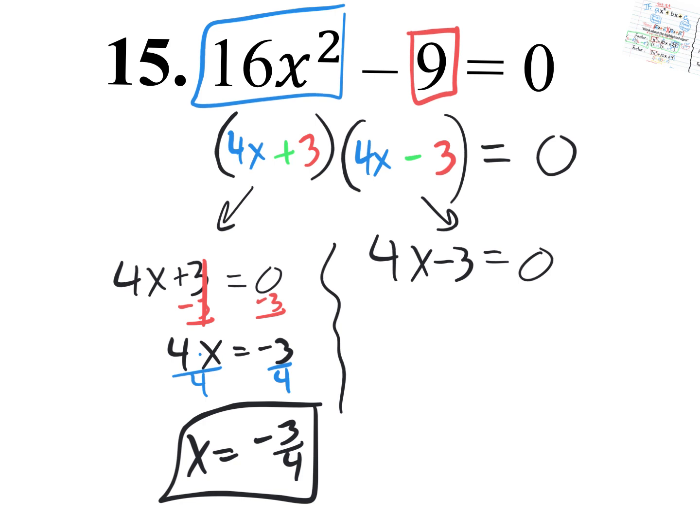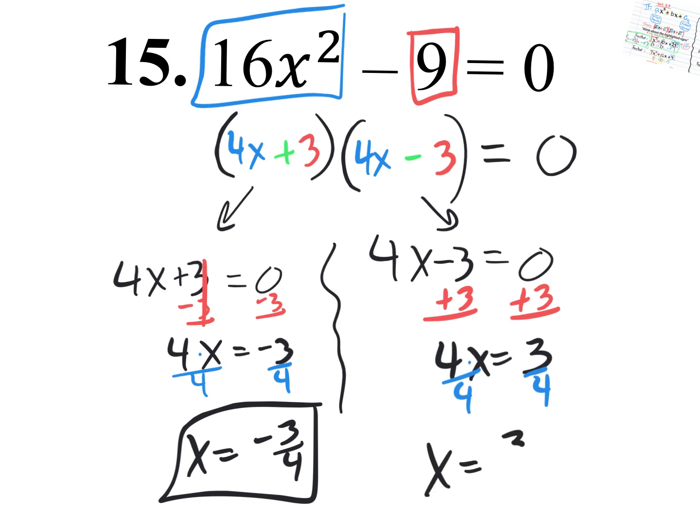You're going to do the same for the other one, but instead of minus 3, you're going to go plus 3 to get rid of the minus 3. What you do to one side, do to the other side. Rewrite it, 4x equals 3. Final step would be to divide by 4. Divide by 4, you're going to get x equals 3/4. So those are your 2 answers, negative 3/4 and positive 3/4.